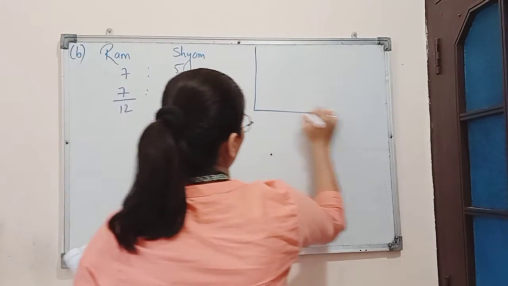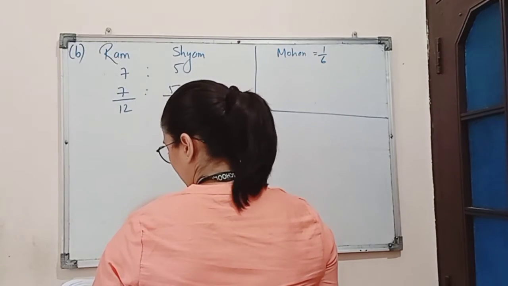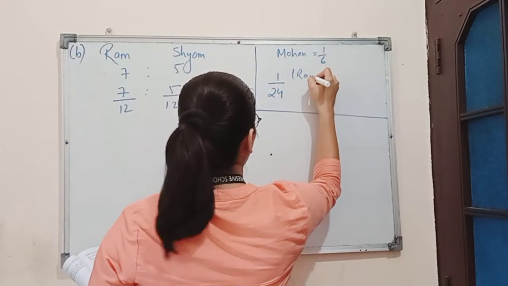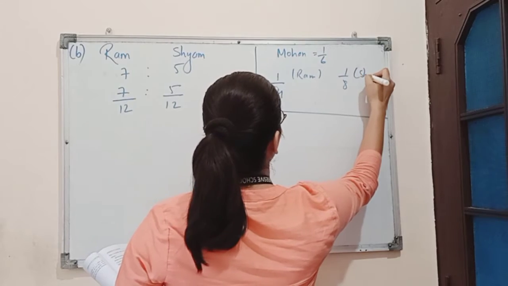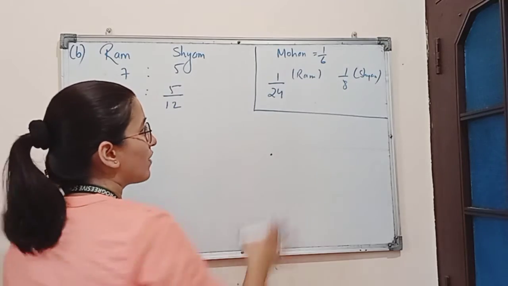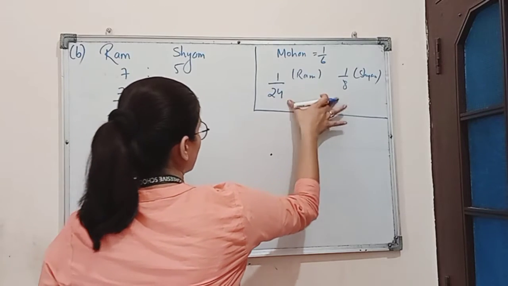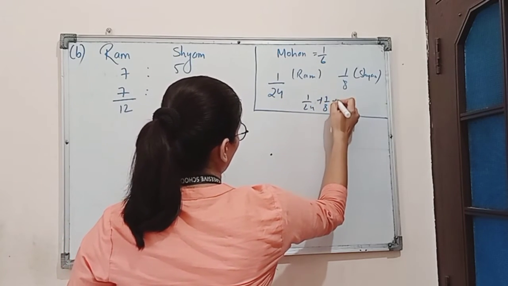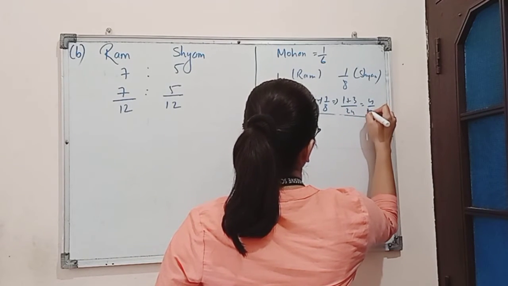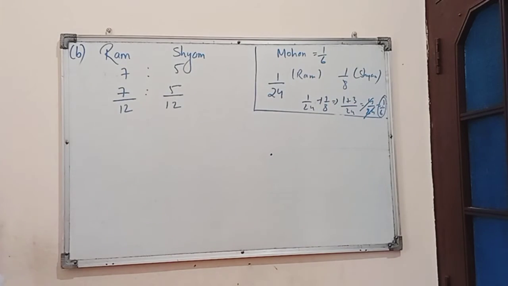They have decided to admit a new partner, Mohan, whose share will be 1 by 6, which he has acquired 1 by 24th from Ram and 1 by 8th from Shyam. So Mohan has acquired 1 by 6 share as 1 by 24 from Ram and 1 by 8 from Shyam. If we add these shares, 1 by 24 plus 1 by 8, we get 1 plus 3 upon 24, which is 4 by 24. And it is same as 1 by 6.